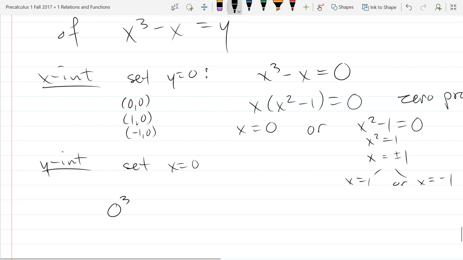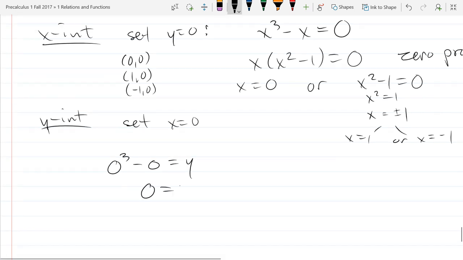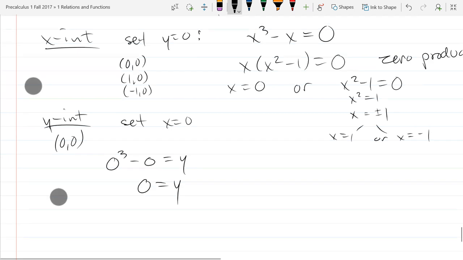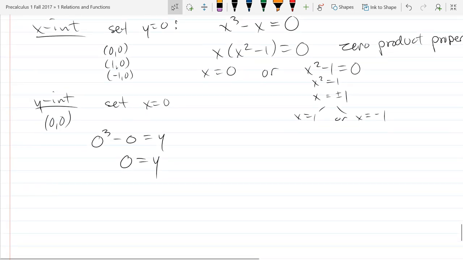We got 0 cubed minus 0 equals y. This is very easy algebra. So 0 is y. So our only y-intercept is 0 for x and 0 for y. So our only y-intercept is 0, 0. So that takes care of our intercepts. Now we're going to look for symmetry.